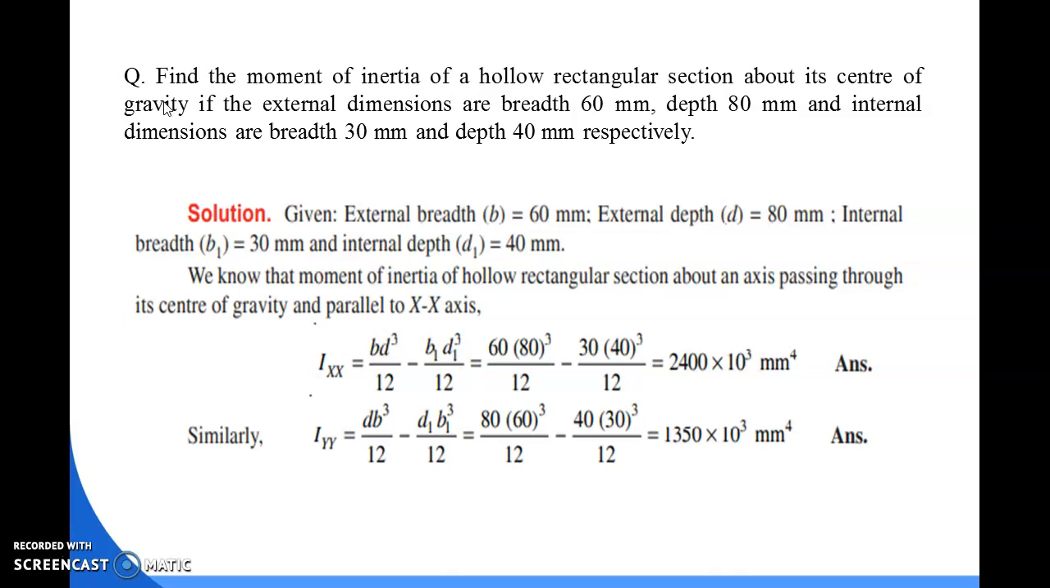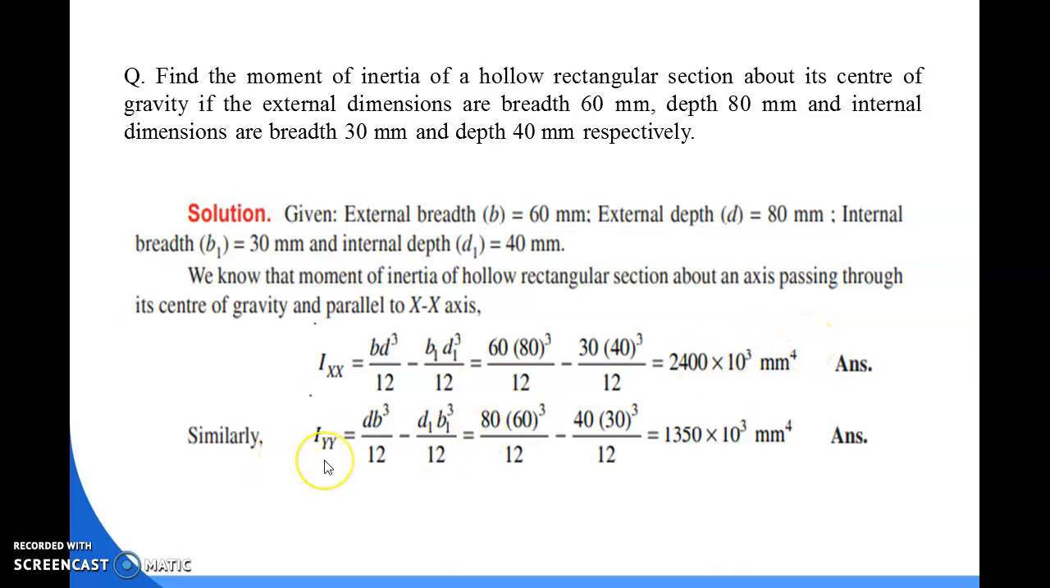So as we know, the moment of inertia of the hollow rectangular portion along the x-axis is equal to bd³/12 minus b1d1³/12. So by putting all the values, we have 2400 into 10 to the power 3 mm to the power 4.